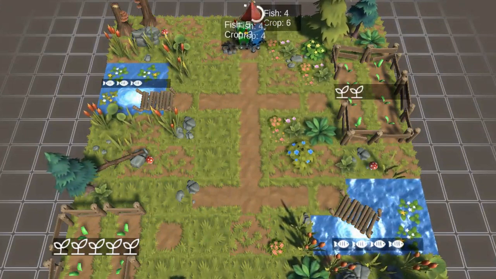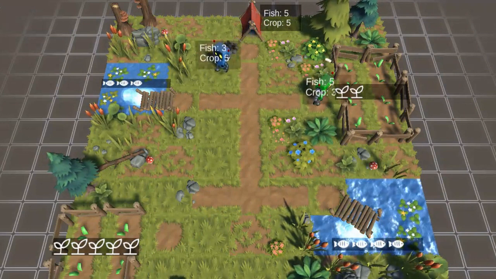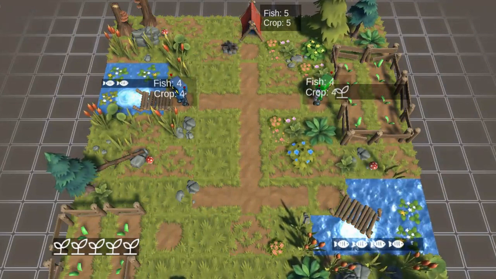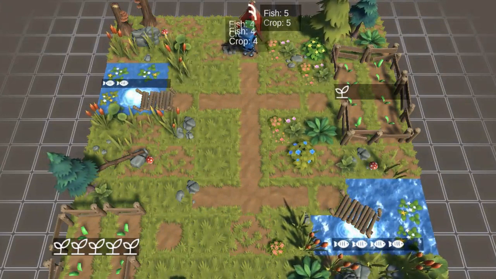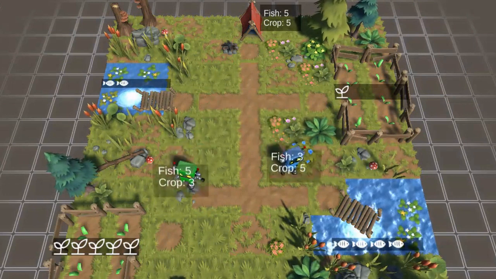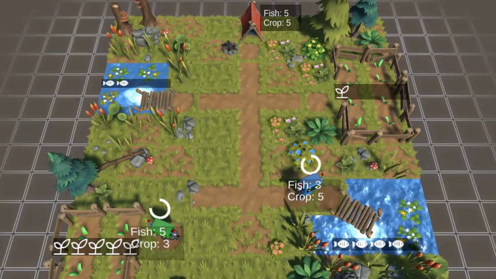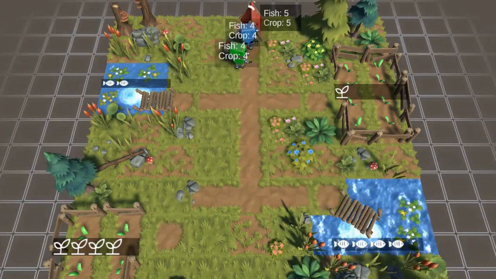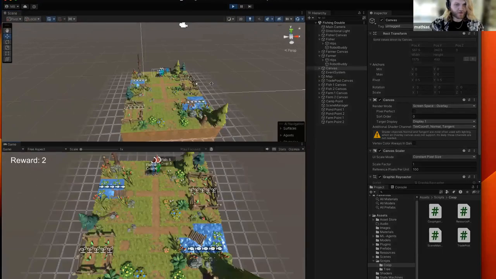When there's too much crop from the farmer, he gives some up and he takes some fish. And the exact opposite for the fisher. When it has too many fish, it will give some to the trading post and will take some crop. And I'll maybe run the simulation here. You'll see these two AI, right? And let's look at it on this screen here.